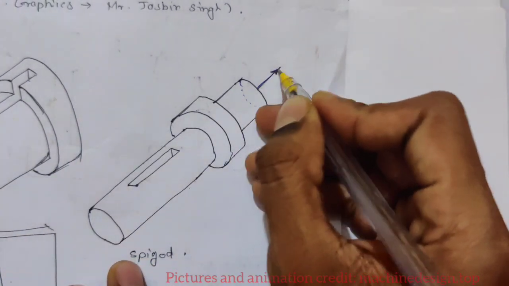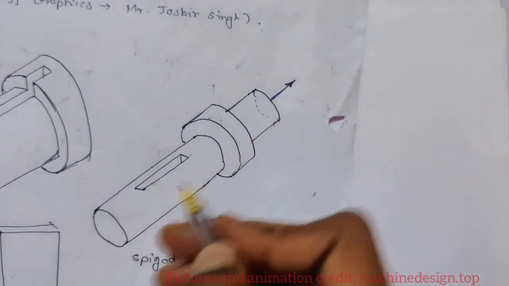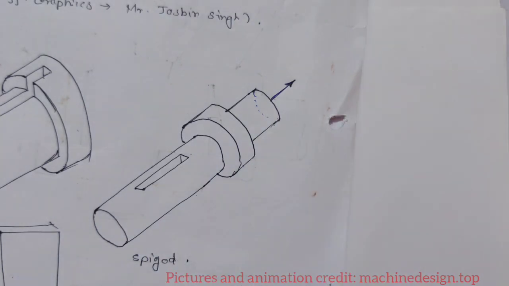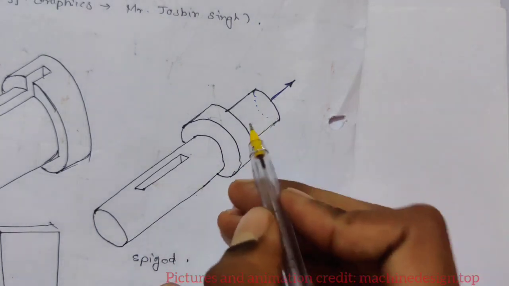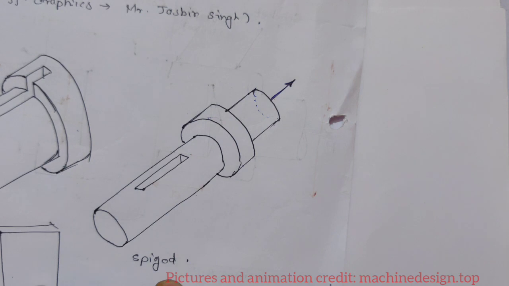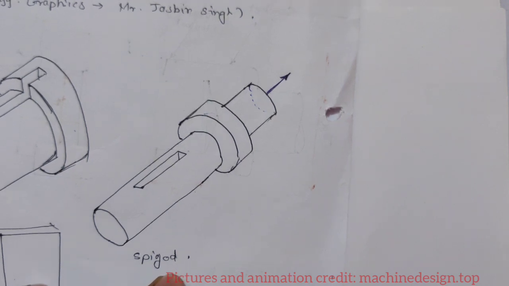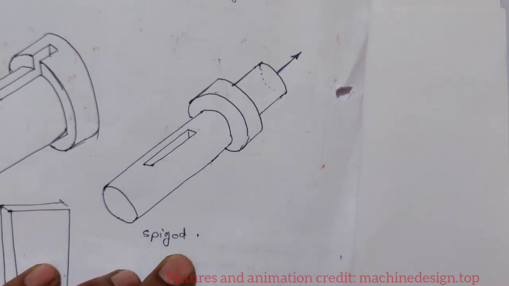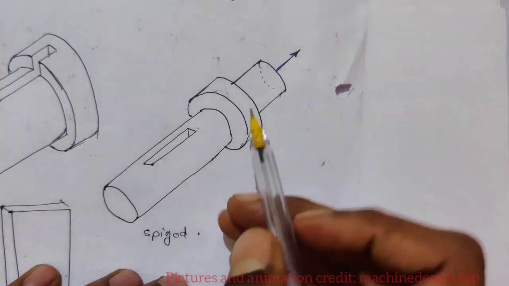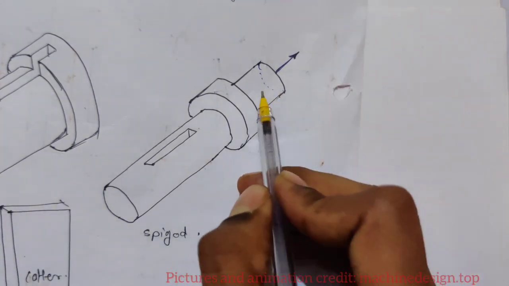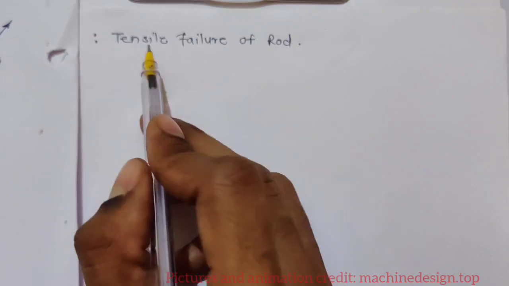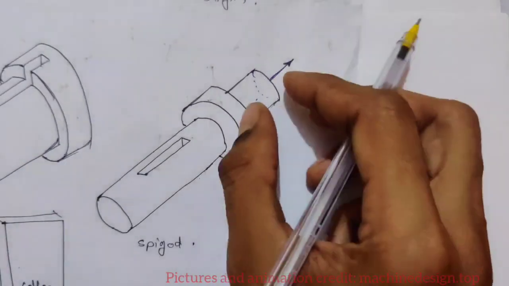Now pull forces are acting on this rod. Just imagine that while designing. First of all, you should keep this in mind: failure occurs at minimum cross section area. So wherever there is a minimum cross section area, there failure will occur. Now I'm considering only rod, so tensile failure of rod.